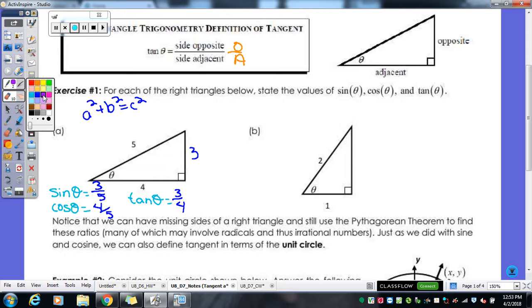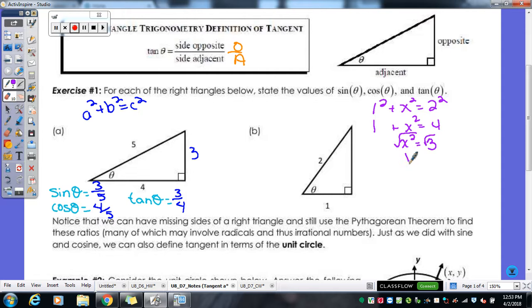Let's try it again. We have to find our missing side for our triangle over there in B. This one's not a triple, so we're going to have to do Pythagorean theorem. A squared plus b squared equals c squared. What is 1 squared? 1. 2 squared? 4. So subtract our 1 over: 3. Then we take the square root, and x equals radical 3. So our missing side there is radical 3.